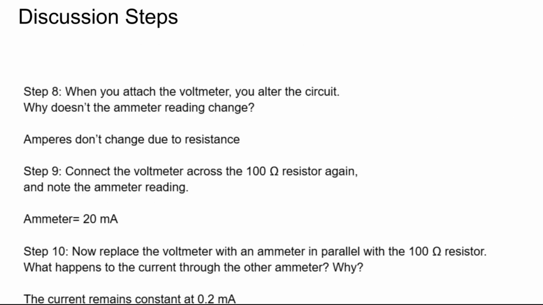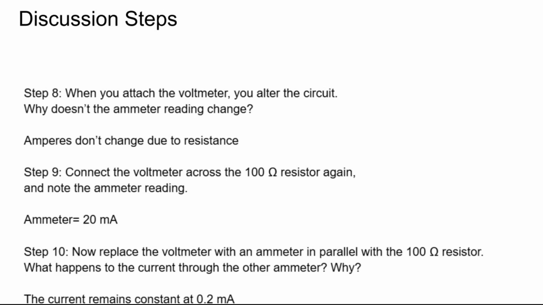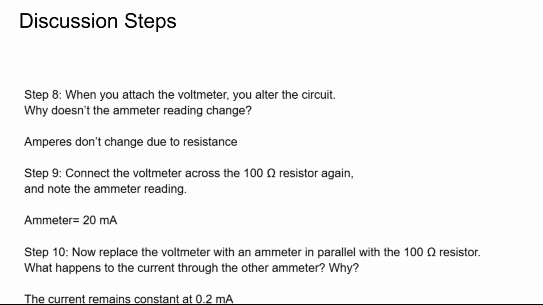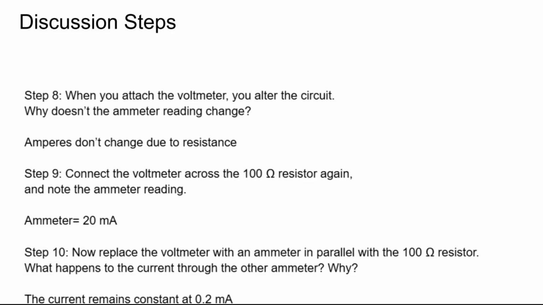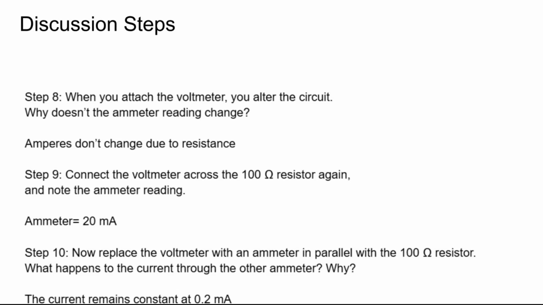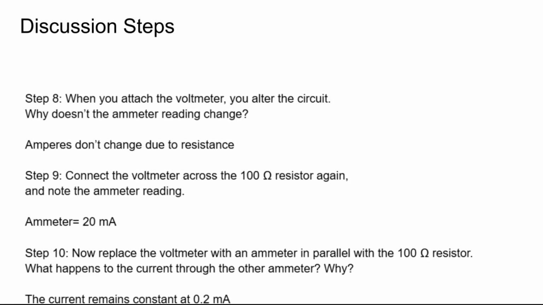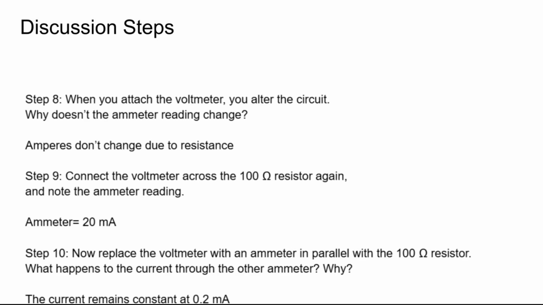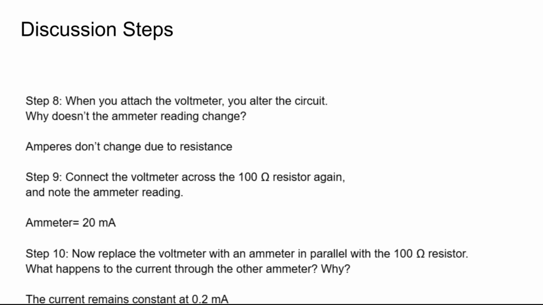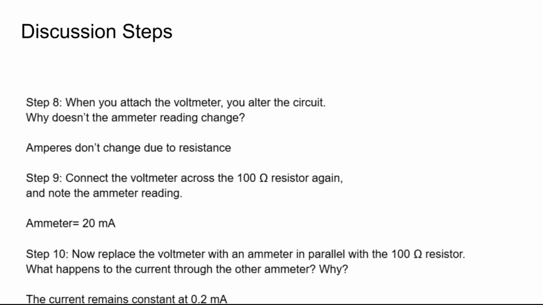And then discussion, this is in steps 8, 9, and 10. When we attach the voltmeter, why does the ammeter reading change? Or rather, why doesn't the ammeter change? Amperes don't change due to resistance. And then for step 9, connect the voltmeter across a 100 ohm resistor again and note the ammeter reading, 200 milliamps. And now when we replace the voltmeter with an ammeter in parallel, the current remains constant at 0.2 milliamps.